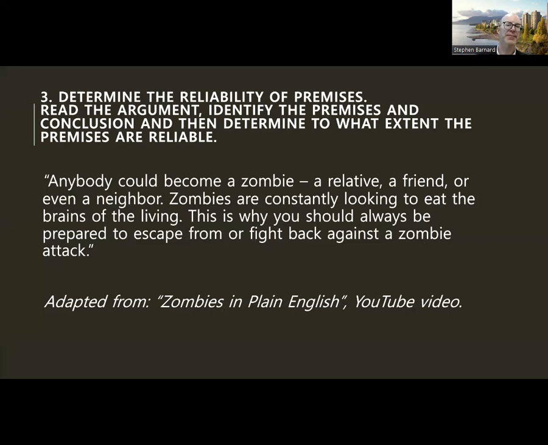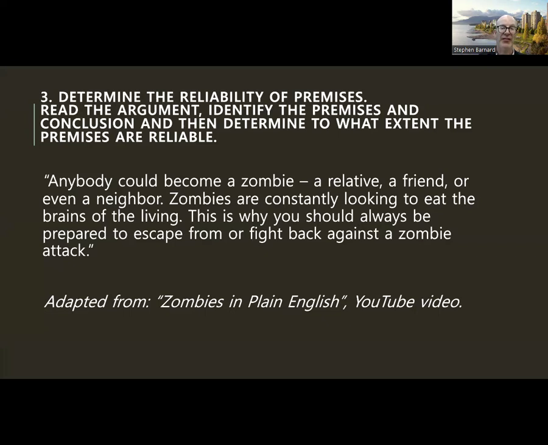Now take a look at this. We have got a quote here. Anybody could become a zombie, a relative, a friend, or even a neighbor. Zombies are constantly looking to eat the brains of the living, and that's why you should always be prepared to escape from or fight back against a zombie attack.